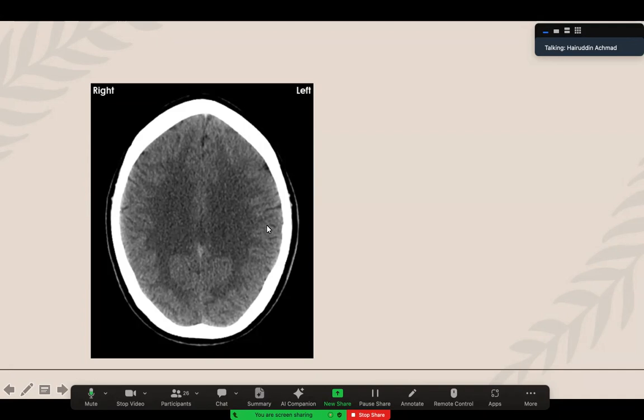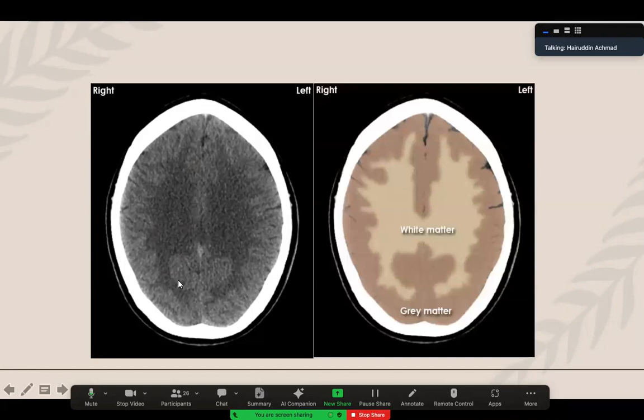So as you can see here, although the name is white matter, it appears darker on CT scan, and gray matter appears brighter than the white matter. This is just a schematic diagram showing you the locations of gray matter. As you can see, the white matter doesn't go all the way to the end of the brain surface.